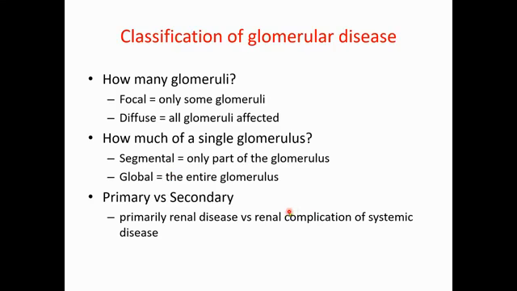Another classification is primary and secondary glomerulonephritis. In primary renal disease, only the kidney is involved. And in secondary, a systemic disease, its complications lastly involve the kidney, for example diabetes, diabetic nephropathy, and SLE may involve the kidney as lupus nephritis.